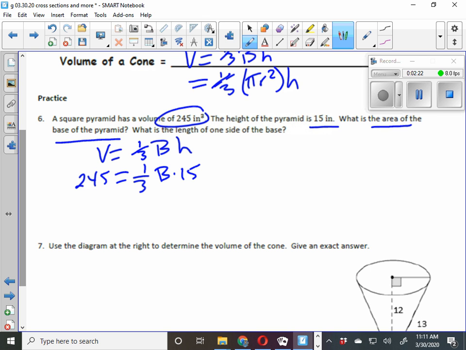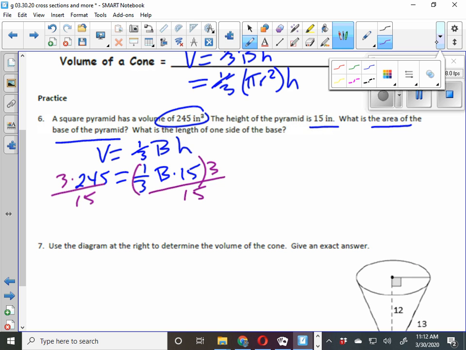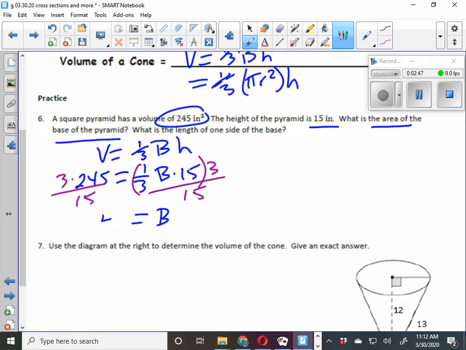So if I multiply this by 3 and then divide it by 15, I'll get B by itself. That means I have to multiply this by 3 and divide this by 15. So I end up with B is equal to, and if we plug that into a calculator, we get 49. B is the area of the base. That is part of your answer.